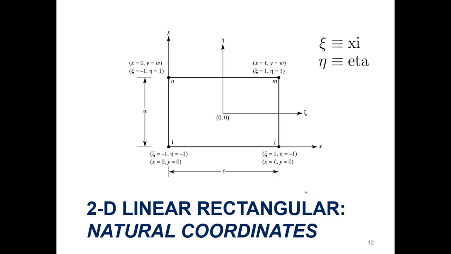All right, so now let's look at the 2D linear rectangular element, but now in natural coordinates, not local coordinates. Similar to the 1D case, the origin, where chi and eta are located, is going to be in the center of our element, but instead of the center of a line segment like it was with 1D, it's going to be in the center of the whole plane.